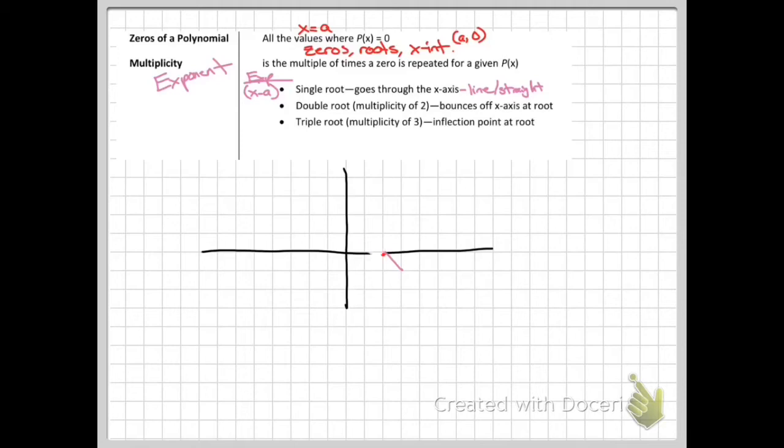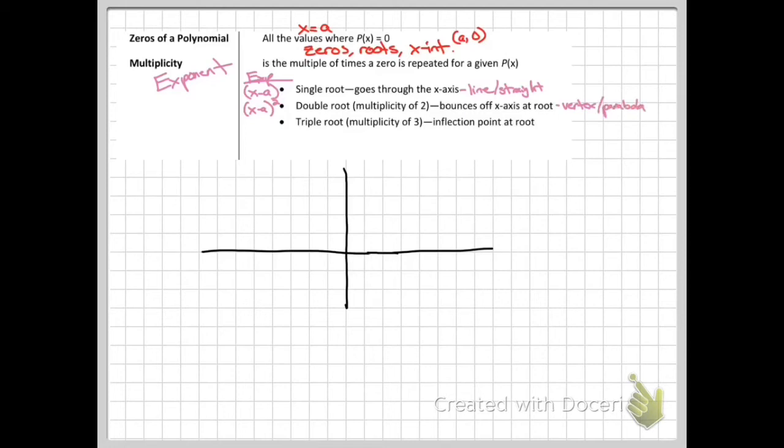Then, let me erase my example down here. What if it was quantity x minus a and it was squared? So now my exponent is a 2. So I would say it has a multiplicity of 2, or a double root. The multiplicity is literally the exponent. I see a 2, it has a multiplicity of 2. That one's going to bounce off the x-axis right at the root. So another way to say this is that it's a vertex, or that it's a parabola.